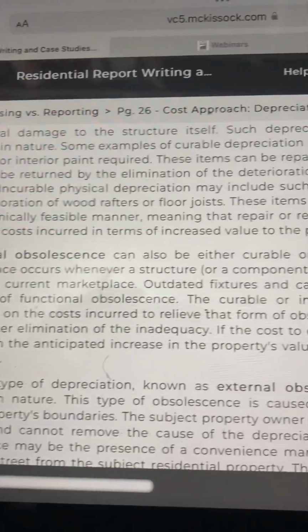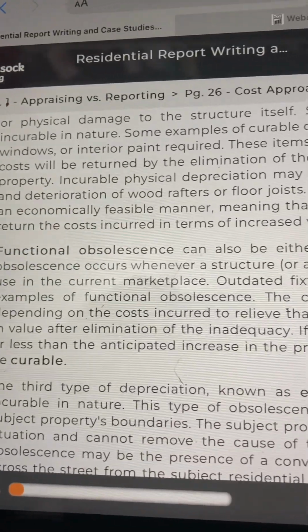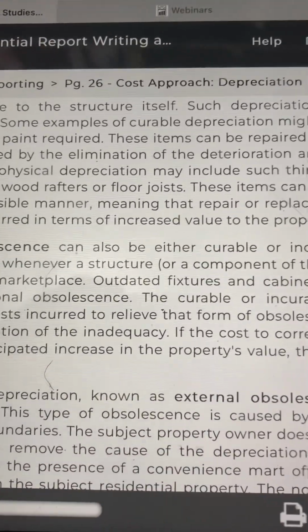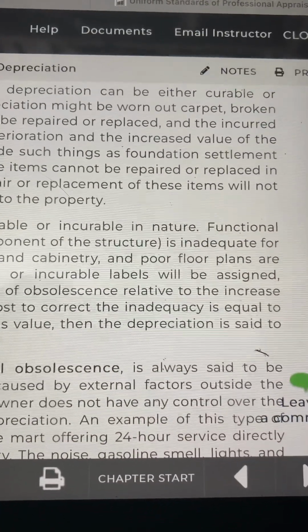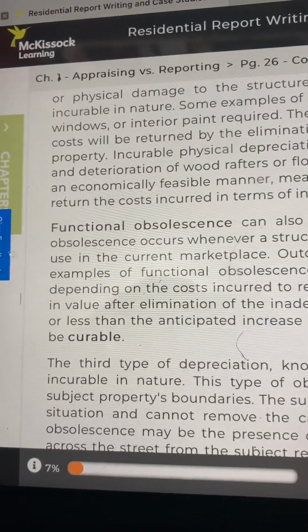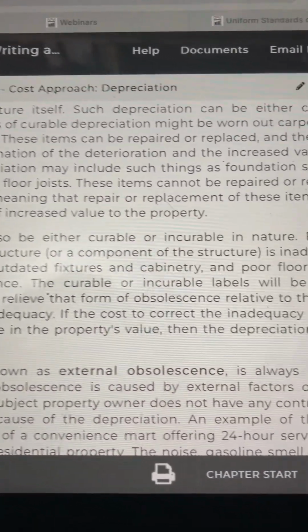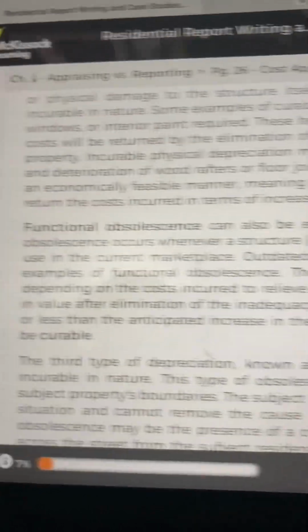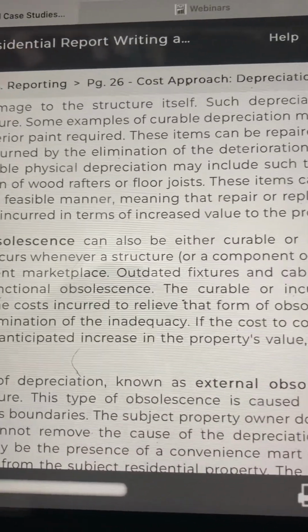Incurable physical depreciation may include such things as foundation settlement and deterioration of wood rafters or floor joists. These items cannot be repaired or replaced in an economically feasible manner, meaning that repair or replacement of these items will not return the costs incurred in terms of increased value to the property.